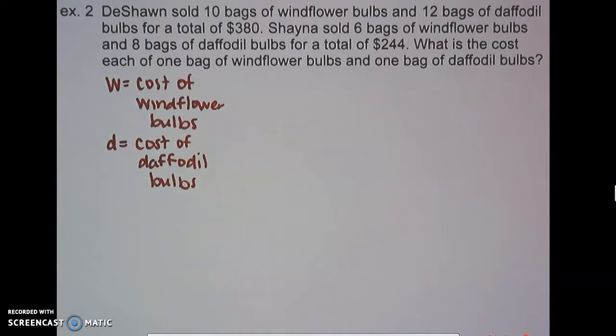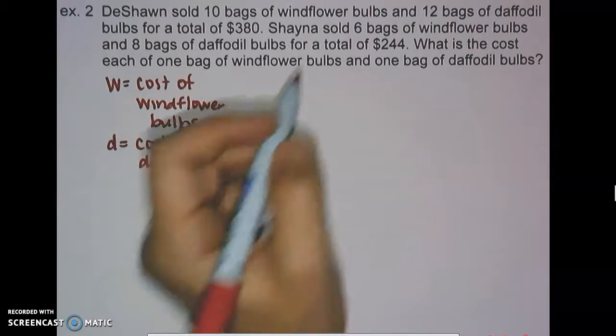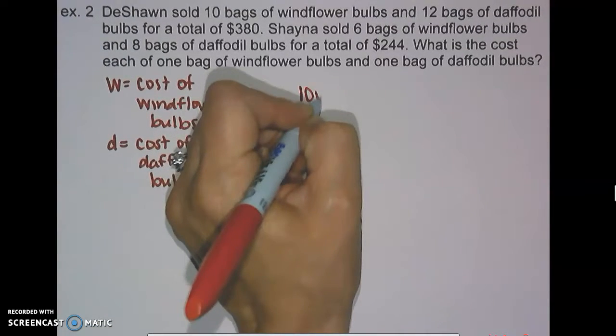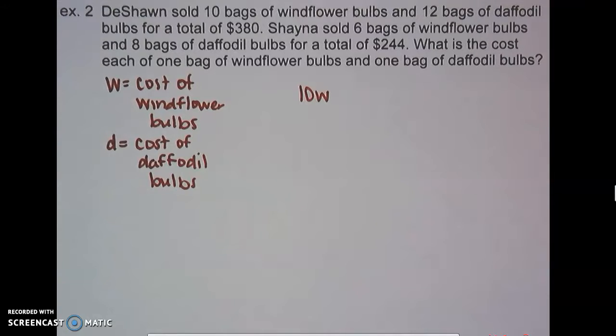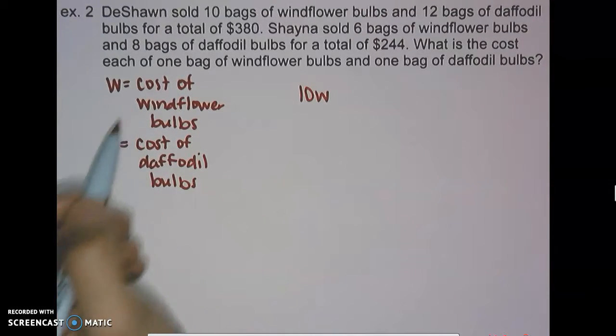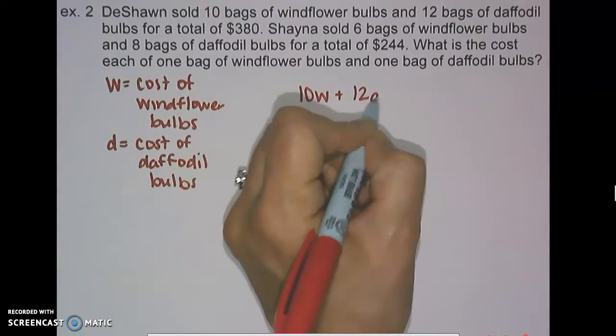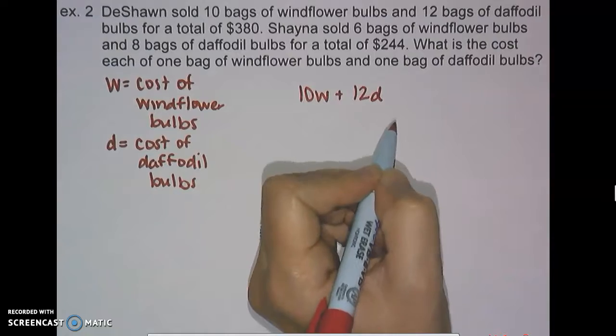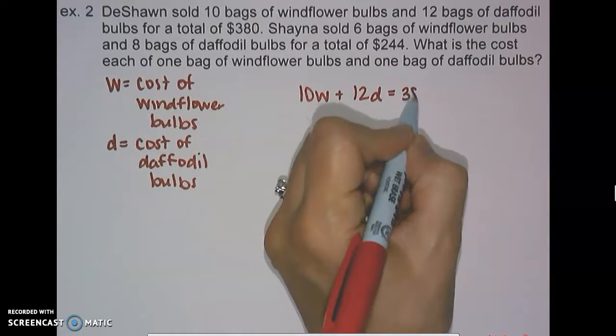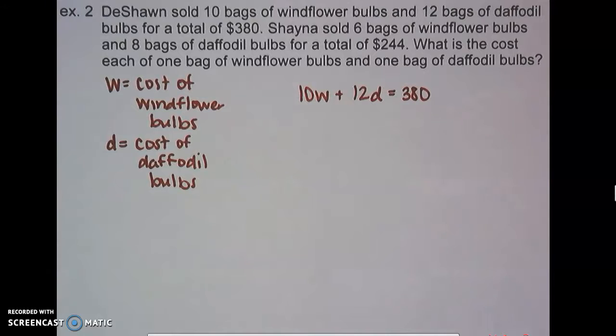All right, so now let's actually write our equations based on the sentences. So we have Deshawn, information about what he did, so that's going to give us one equation, and Shayna's information is going to give us the other. So Deshawn sold 10 bags of windflower bulbs. So we're going to take that 10 and multiply it by the cost of the windflower bulbs. And he bought 12 bags of daffodil bulbs. So we're going to add those two costs together, and that gives us his total of $380.